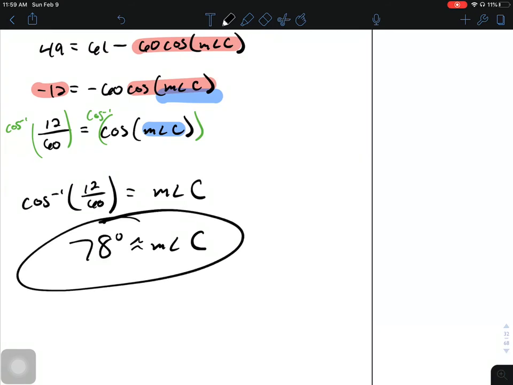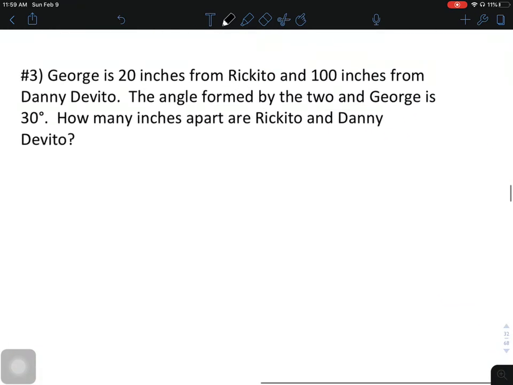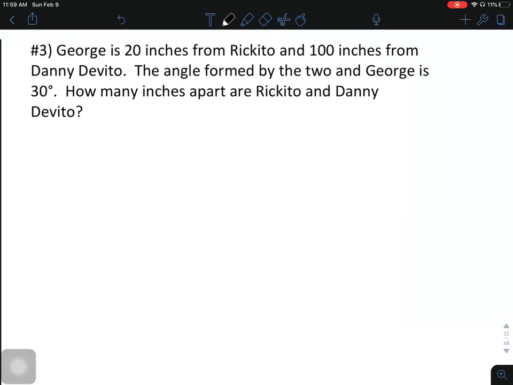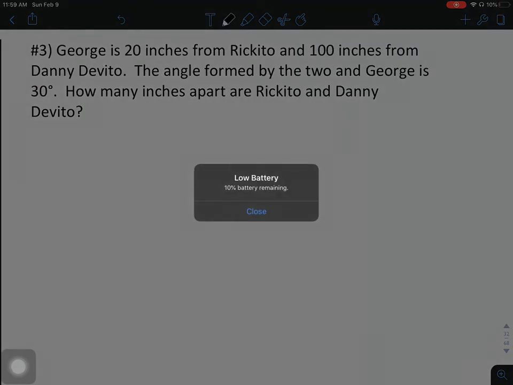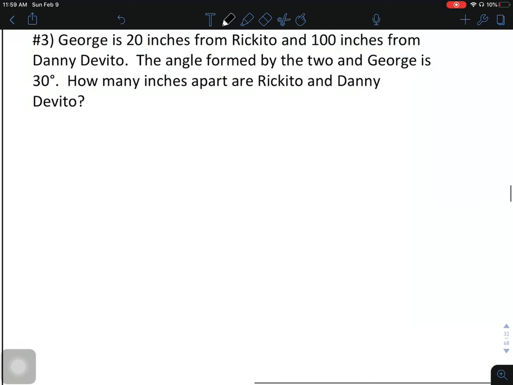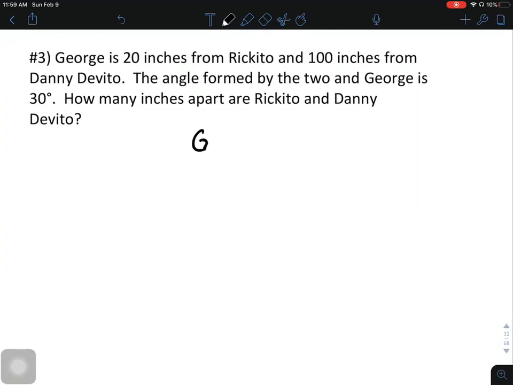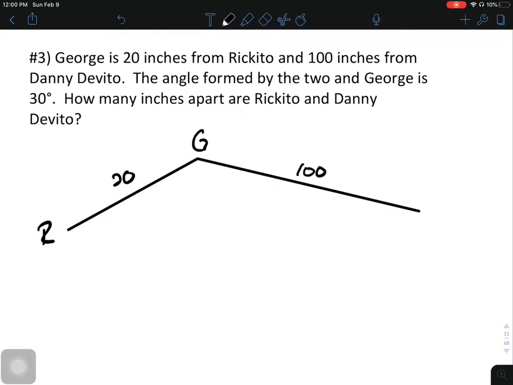Let's try this last problem. George is 20 inches from Riquito and 100 inches from Danny DeVito. The angle formed by the two and George is 30 degrees. How many inches apart are Riquito and Danny DeVito? Well, let's see. We got George. He is 20 inches from Riquito. And George is 100 inches from Danny DeVito. The angle formed by the two and George is 30. That would be this angle here. How many inches apart is Riquito and Danny?